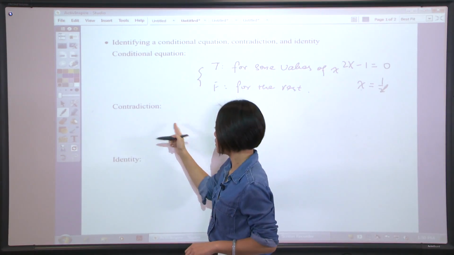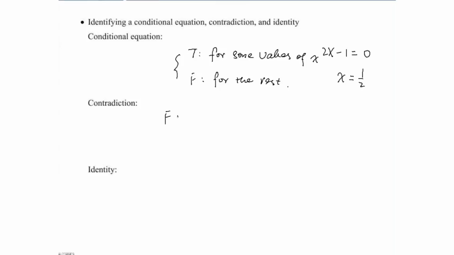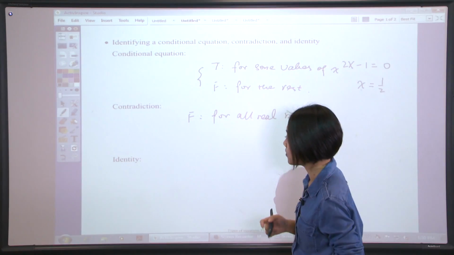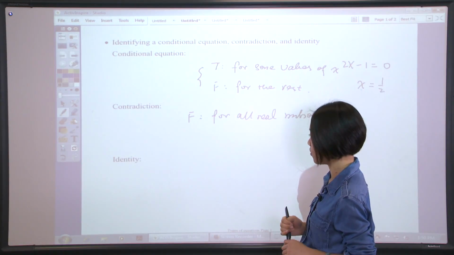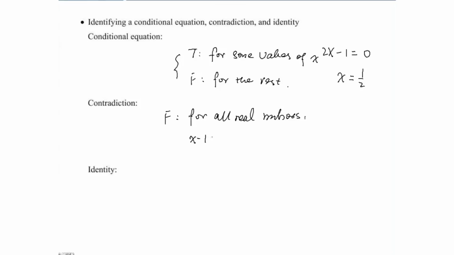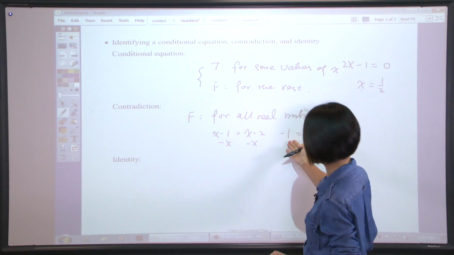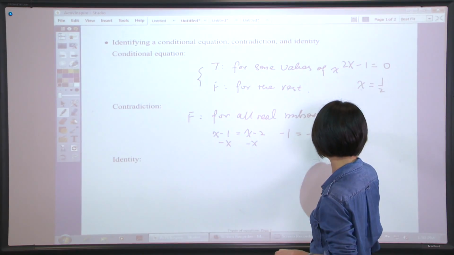To be a contradiction, an equation would be false for all real numbers. That is, no matter which number I use for x, it would be false. For example, x minus 1 equals x minus 2. Apparently, we have x on both sides, so we can subtract x on both sides. Then it turns out to be -1 equals -2, which is a contradiction. This implies no matter which value I choose for x, I will get -1 equals -2, which would be false.